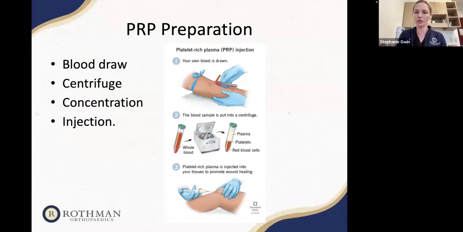And what you get out is a very concentrated product of platelets. We're going to get into the two main forms of PRP in a second. But after that, then it's just a relatively straightforward injection. Typically, we use ultrasound guidance depending on the body part so we can best target the diseased portion of the tendon or the joint itself.